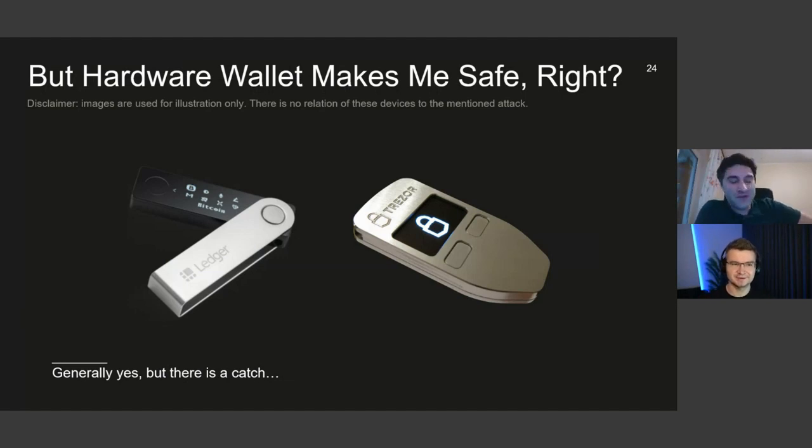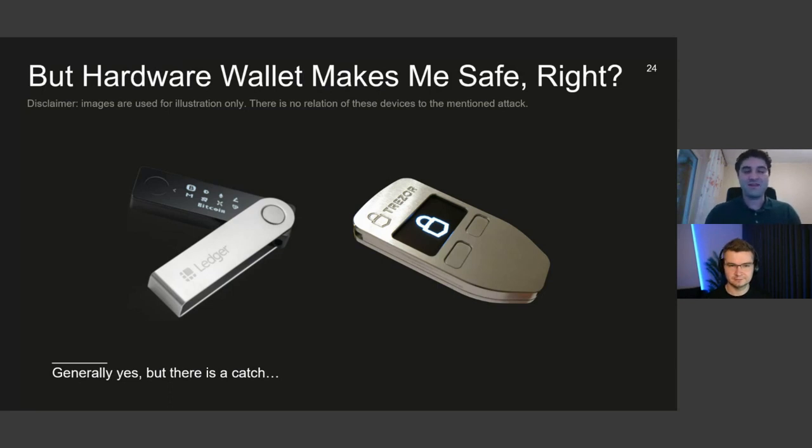Well, unfortunately, and I say unfortunately because we've talked to some of the victims, they weren't safe. And the reason they weren't safe is not because of a flaw in the hardware token. No, the tokens were untampered. They were state of the art, working as intended.